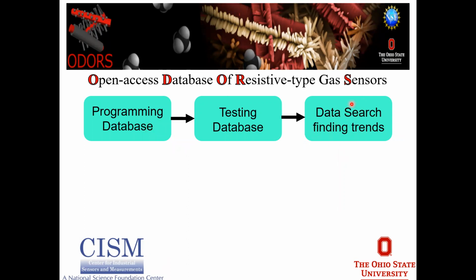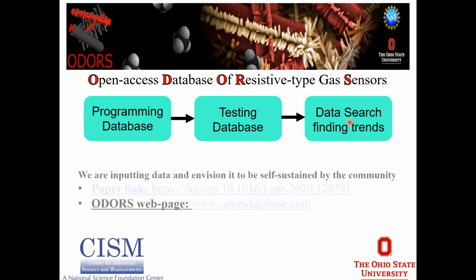So once this database is quite robust and rich, we can actually search, for example, if I want to search for what is the best material for CO sensing. So based on the database, it would give you an answer. Or what would be the optimum nanoheterostructure that gives you the best CO or NO2 sensing. So based on how rich your database is, it will give you a very resourceful answer.